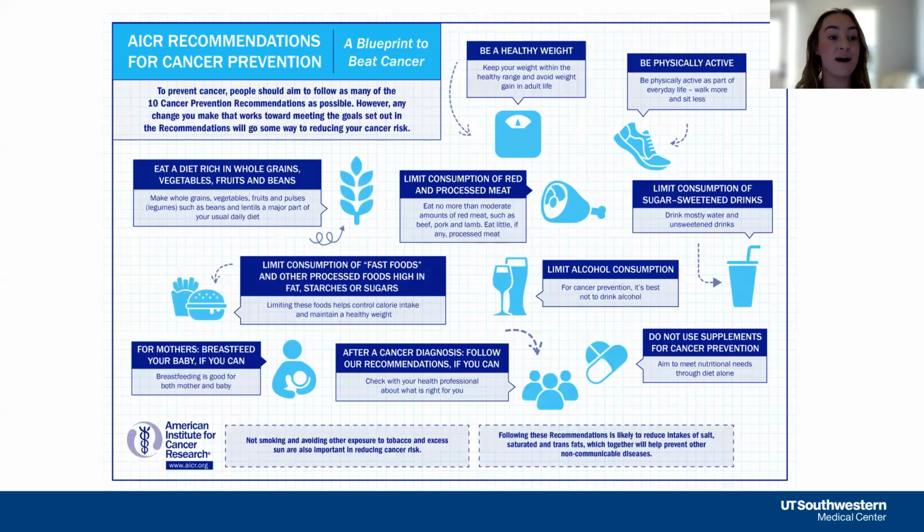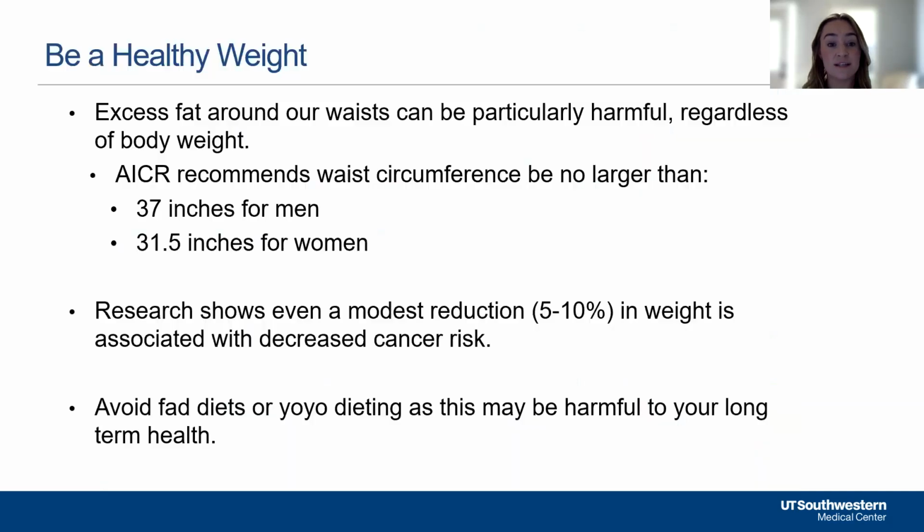They have 10 cancer prevention recommendations, like a blueprint you can see here. We're not going to go over all of these for the sake of time today, but we are going to focus in on a few of these. So first one is going to be a healthy weight.